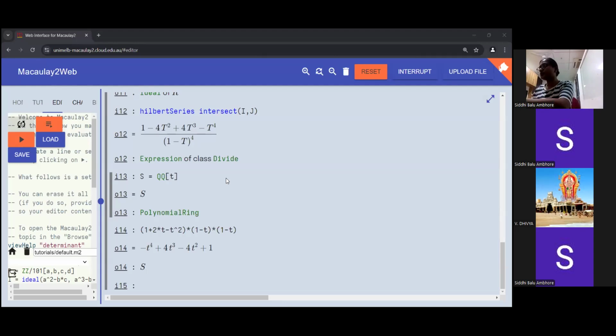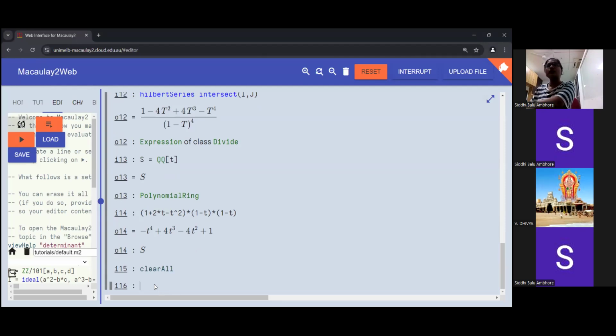Yeah, I think my screen is visible now. Let me clear everything. Okay, and now these are all module maps. So we again define R to be the polynomial ring in X, Y and Z.